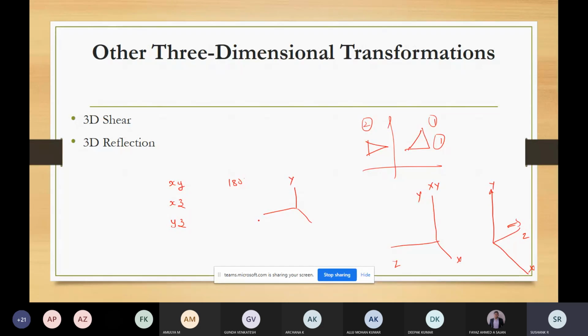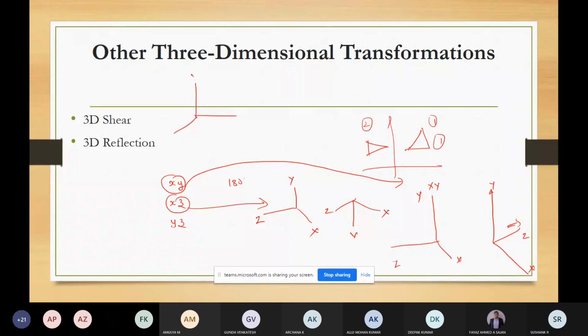Similarly, y, z, x. So this is reflection along the xy plane. If I want to get the reflection along xz, it will be like this: y, z, x, the reflection along xz. Similarly, I want to get the reflection along y, x, z, the reflection along yz. Reflection along yz means it will be in this way.